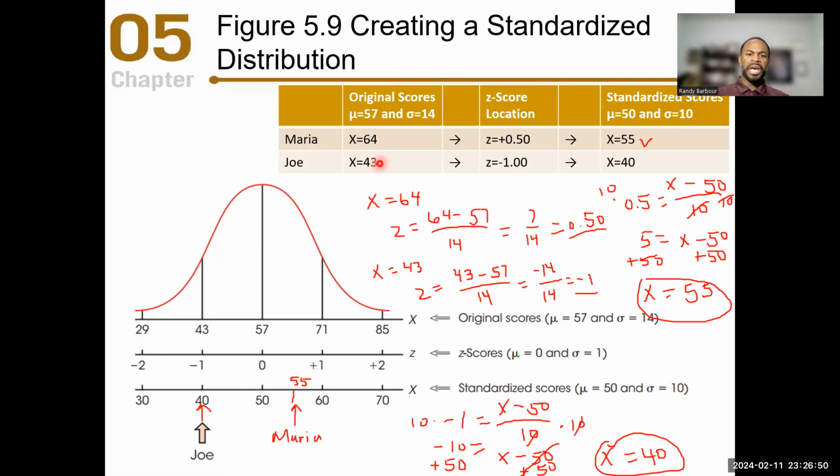The original distribution had a mean of 57 and a standard deviation of 14, right? I want the numbers to be very basic and rounded off, so I changed the mean to 50 and the standard deviation to 10. I can do that because all I need to know now are those standard measures. So I got these standard measures, 0.5 and negative 0.1.